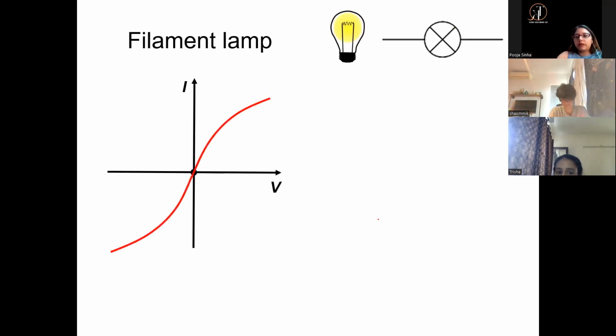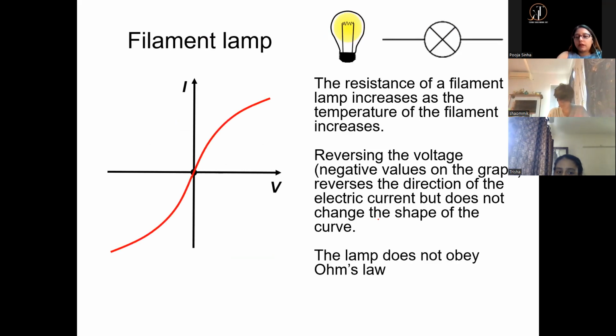Now comes a filament. Okay. Now see. Resistance of a filament lamp increases as the temperature increases. Can you see this is not a straight line? Yeah, it's different. What does it show? What does it mean? That resistance is changing as the temperature is increasing.